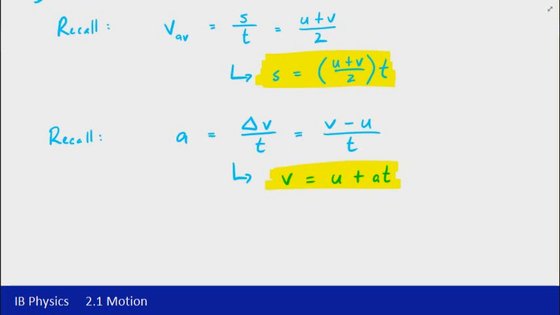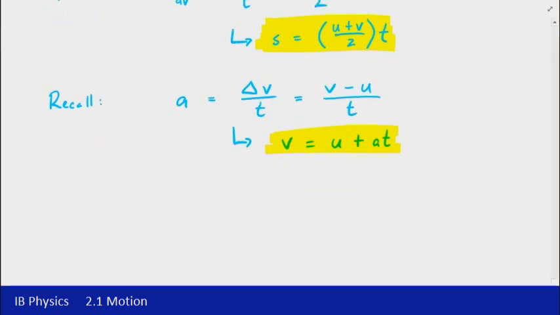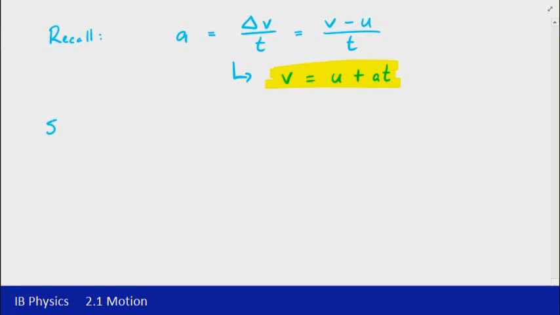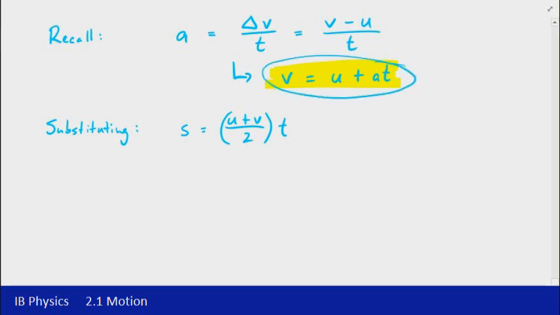The next one is a little bit trickier in order to get it out, and it involves a bit of substituting. And by substituting, what I mean is that we're going to start off with s equals u plus v on 2, so going back to our first equation. And we're now going to substitute in this expression that we've just figured out for velocity. So this expression here is going to be replacing that variable v in there.